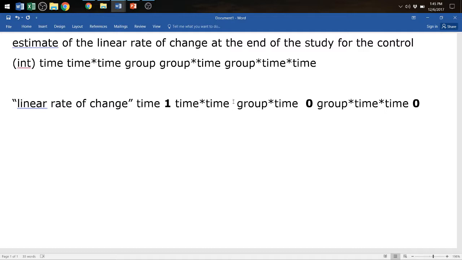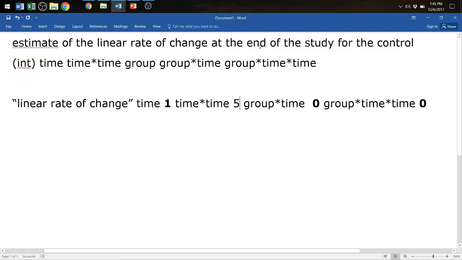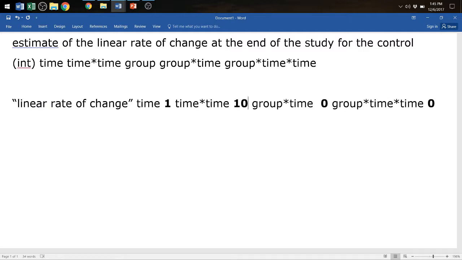Now, what is the value of time at the end of the study? It's 5. So we put 5 here. And we're like, why didn't it turn green? I don't know. Times 2, that's the part I forgot. Twice the quadratic is how the linear rate of change changes per unit time. So that, my friends, becomes 10.